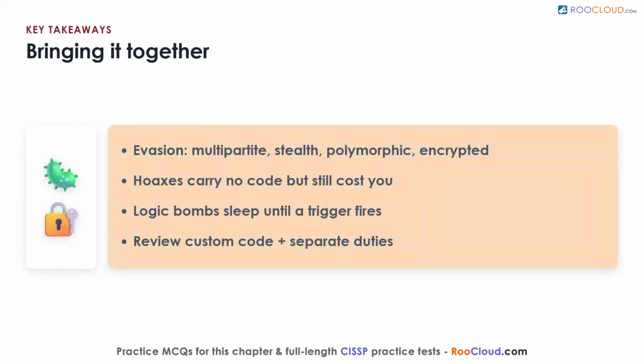So let's bring it together. Once defenders catch on, viruses fight back with 4 evasion styles. Multipartite spreads through several routes. Stealth feeds the scanner a clean lie. Polymorphic mutates its signature, and encrypted hides its body behind a fresh key each time. A hoax carries no code yet still wastes time, trust, and healthy files, so verify before forwarding. And a logic bomb sleeps until its trigger fires, which is why you review custom code and separate duties. Carry these forward, and the rest of the malware family will feel familiar.